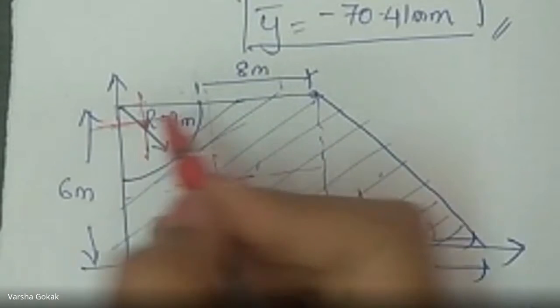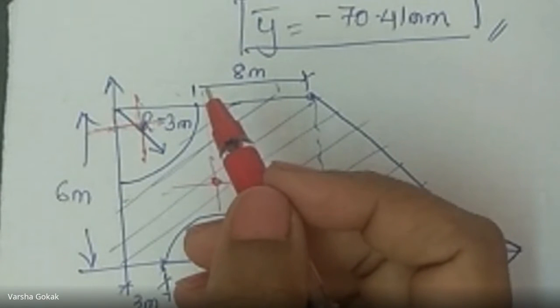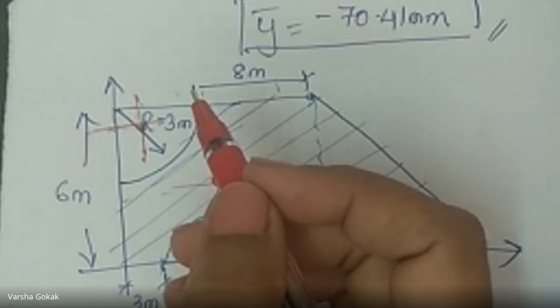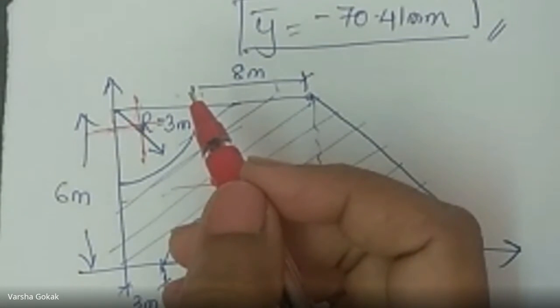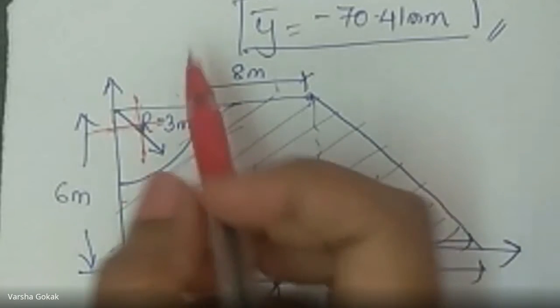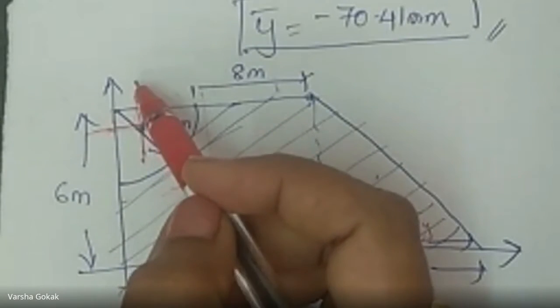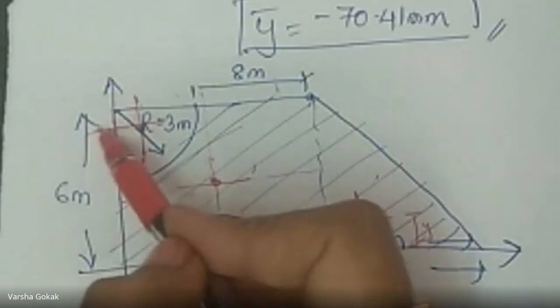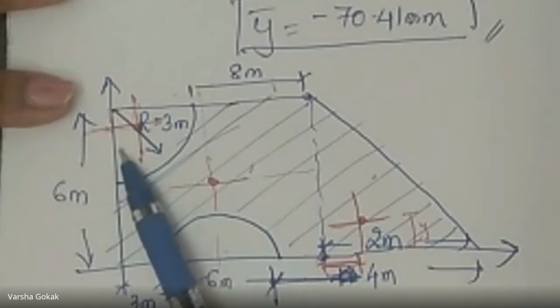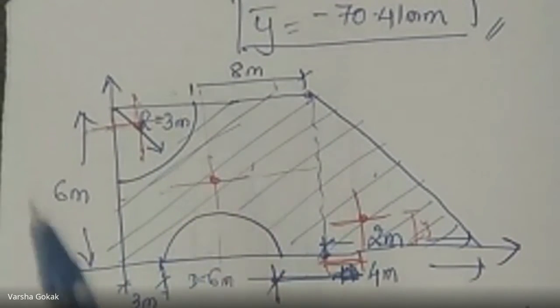How much is this distance for a quarter circle? Quick. Semicircle, what is the distance? Formula: 4r by 3 pi. Correct. So now look into this figure and tell me what is the value of x for our case?